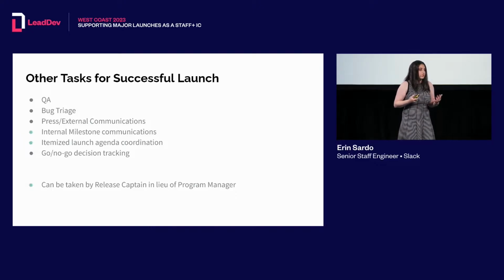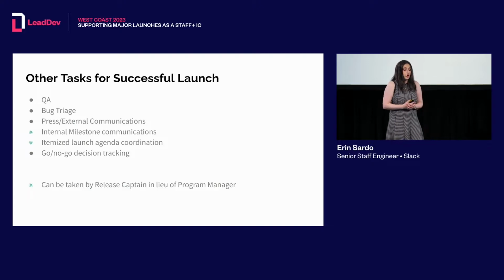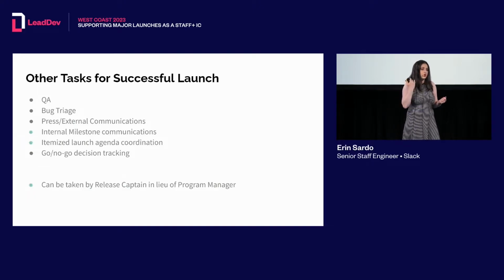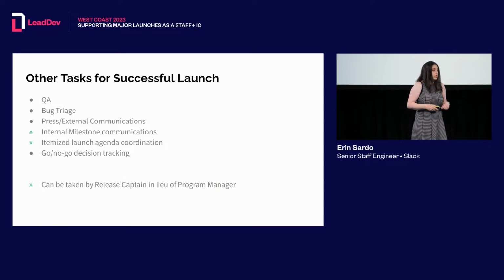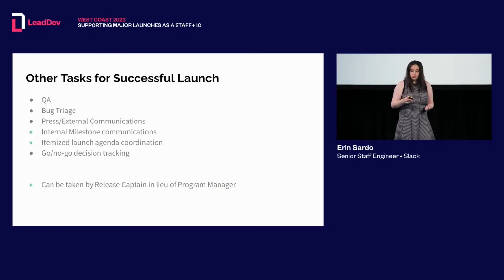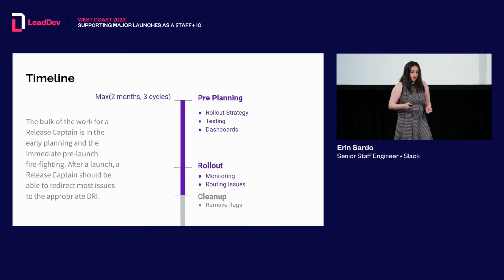There are a couple things that, depending on how much support you have and how solid your program management team is, and do you have one of those people assigned to this launch, could be shared with the release captain, like internal milestone communications. Certainly coming up with a spreadsheet and really informing the exact criteria of things that need to go out during launch week or prior is something that should be shared between the release captain and program manager, but certainly not solely owned by them if possible.